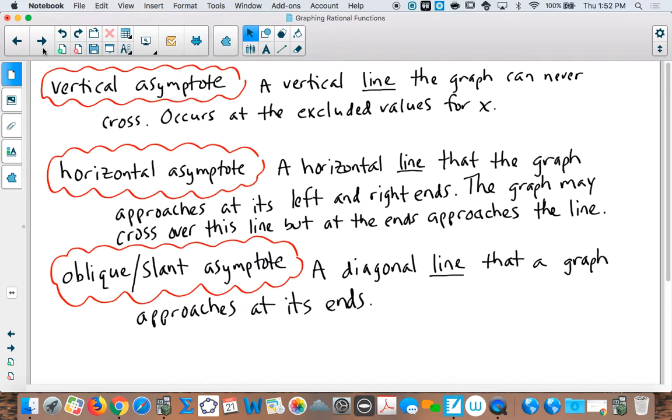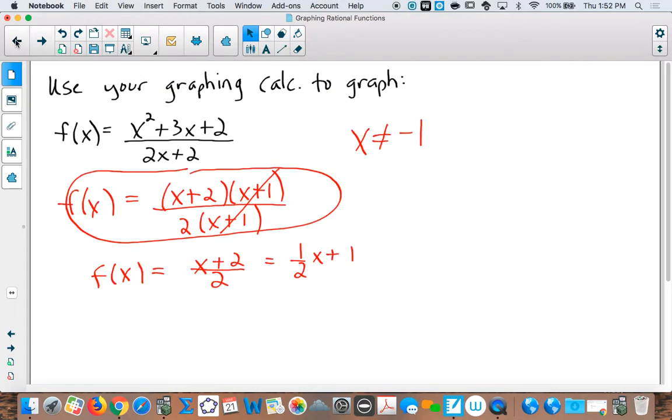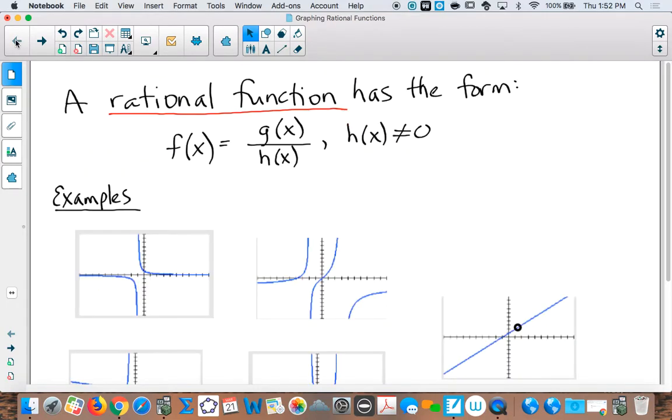And then the last type is what we call an oblique or slant asymptote. It means exactly the same thing. The words are interchangeable. It's just not vertical or horizontal, but it's still a line that at the ends, the graph will approach. Okay? So I'm going to go back to the very first page with the examples of the graphs. I'm going to sketch in some of the asymptotes so you can see what they look like.